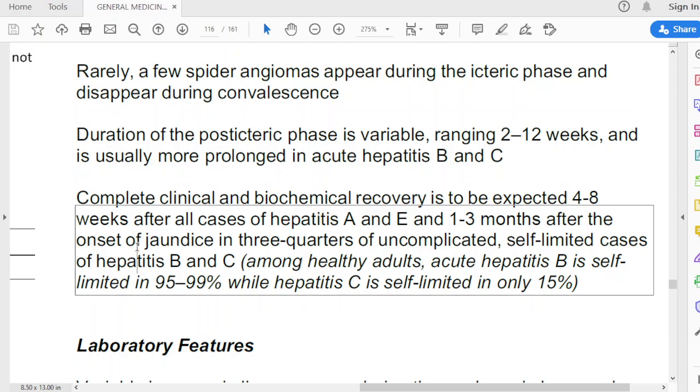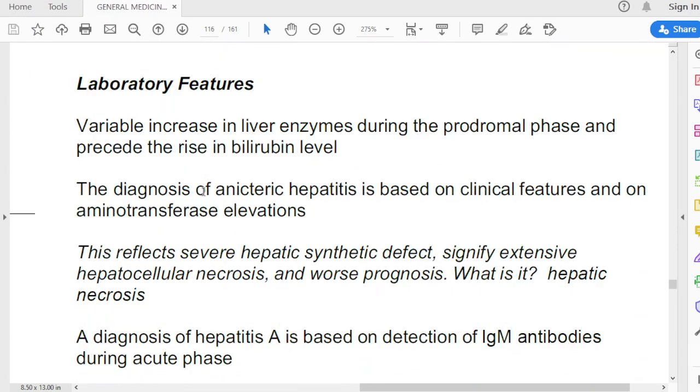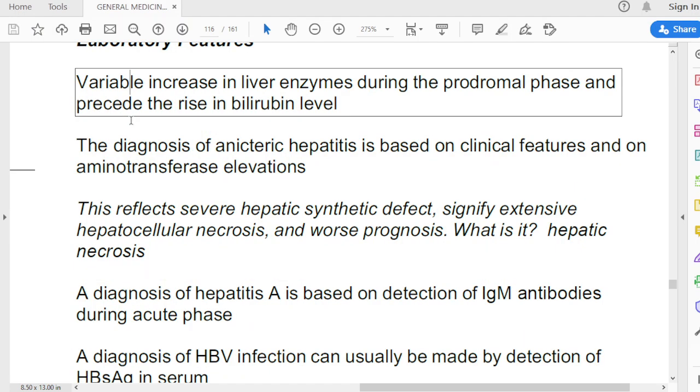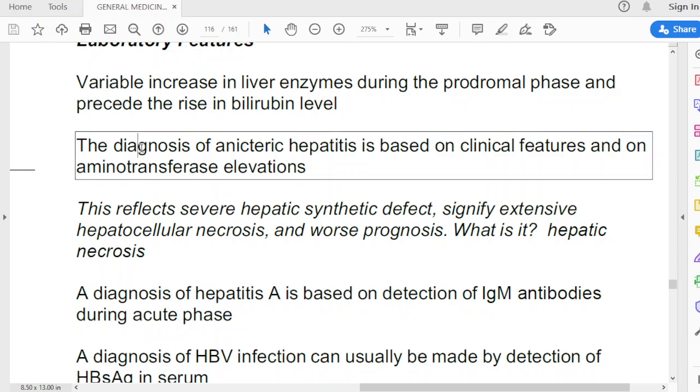after the onset of jaundice in 3/4 of uncomplicated, self-limited cases of hepatitis B and C among healthy adults. Acute hepatitis B is self-limited in 95–99% while hepatitis C is self-limited in only 15%. Laboratory features: a variable increase in liver enzymes during the prodromal phase precedes the rise in bilirubin level. The diagnosis of anicteric hepatitis is based on clinical features and on aminotransferase elevations.